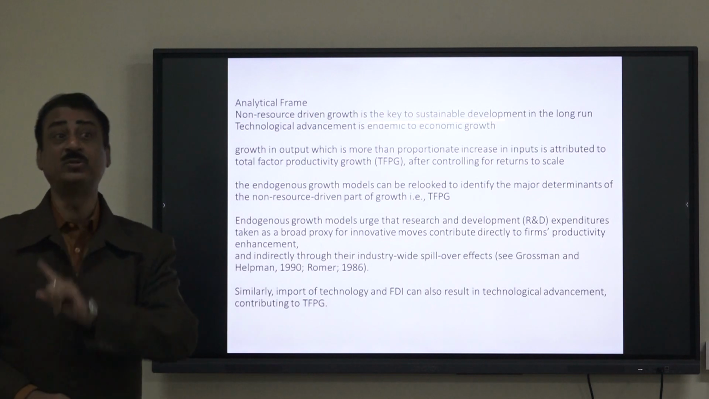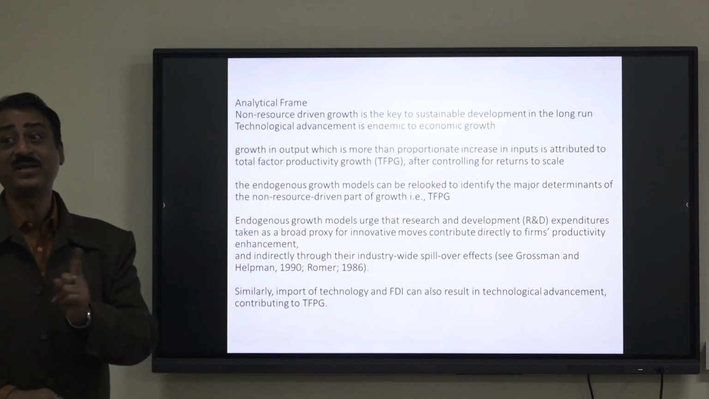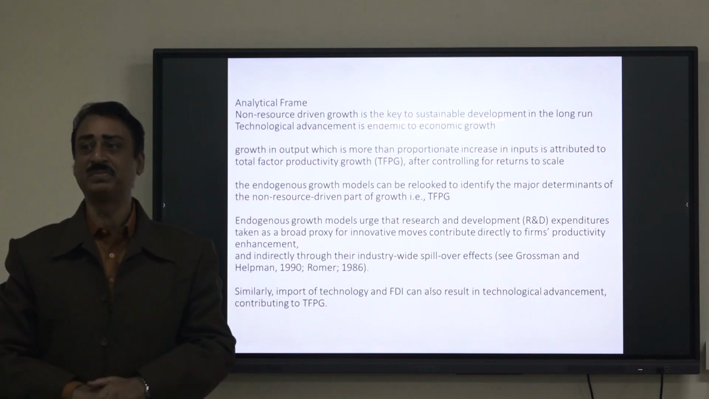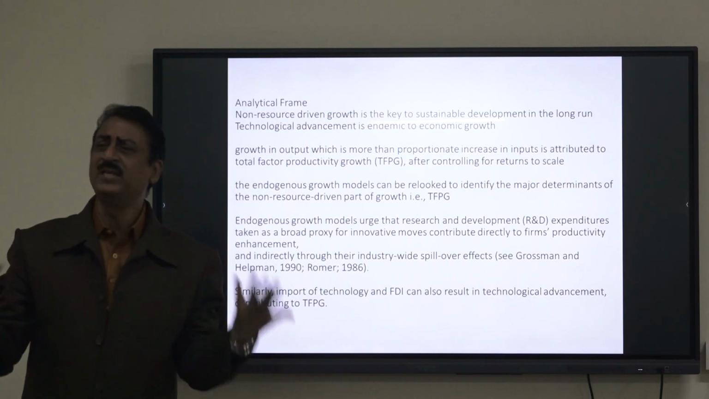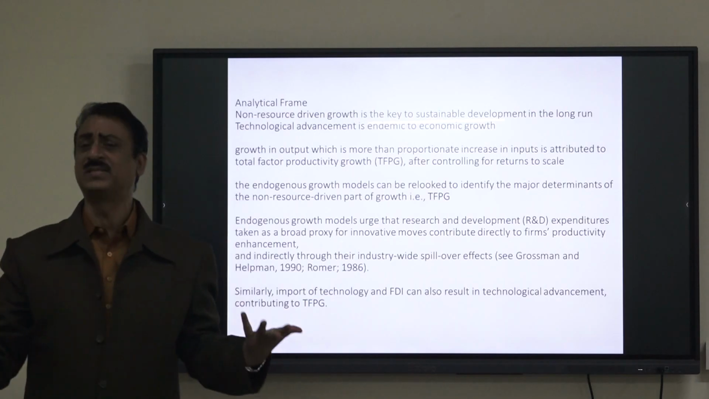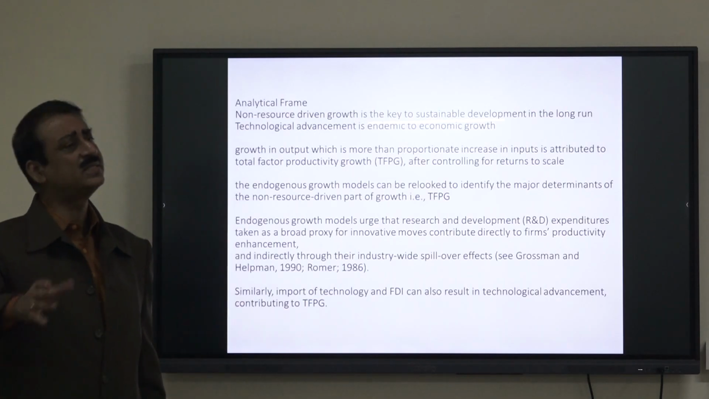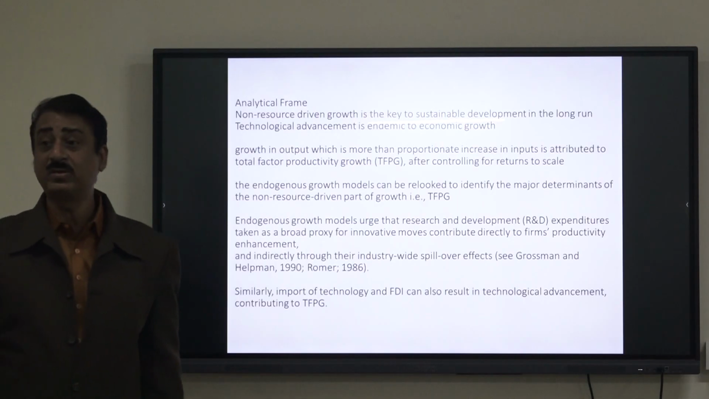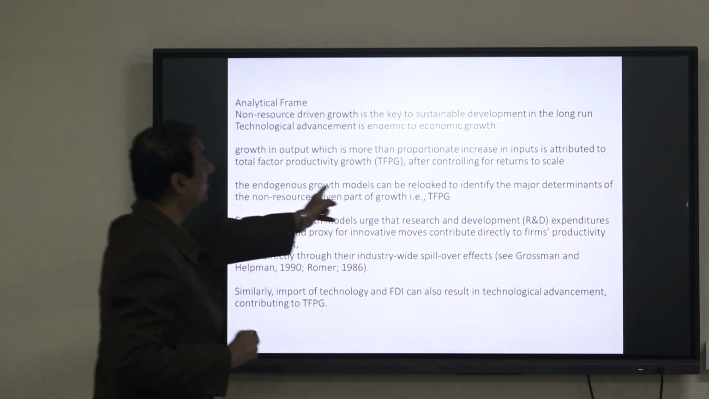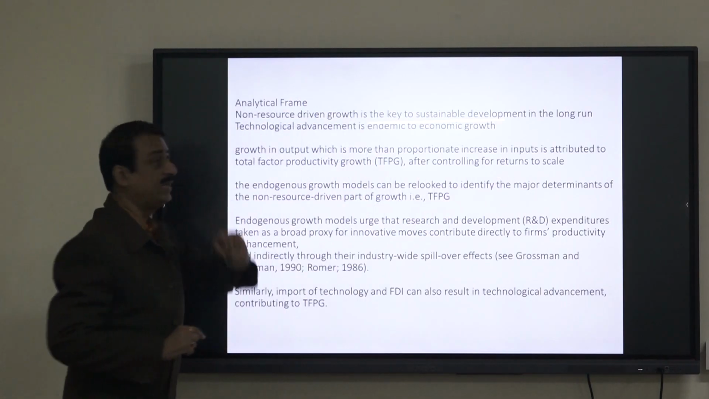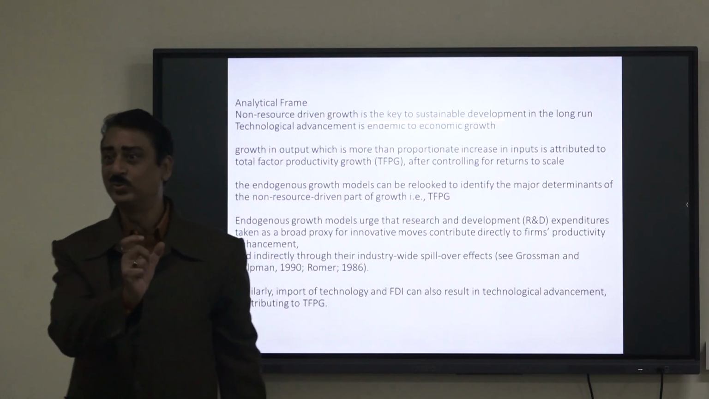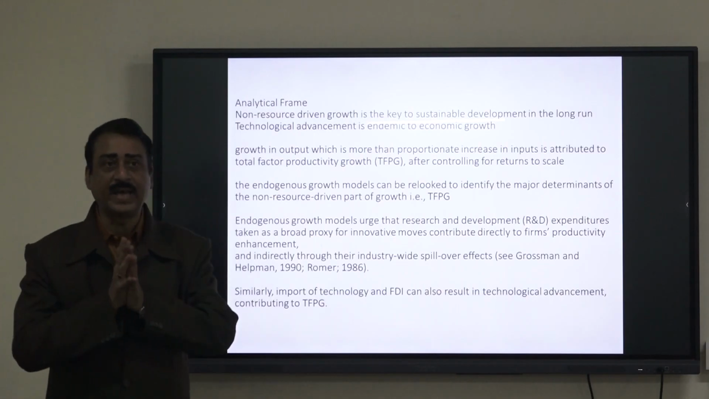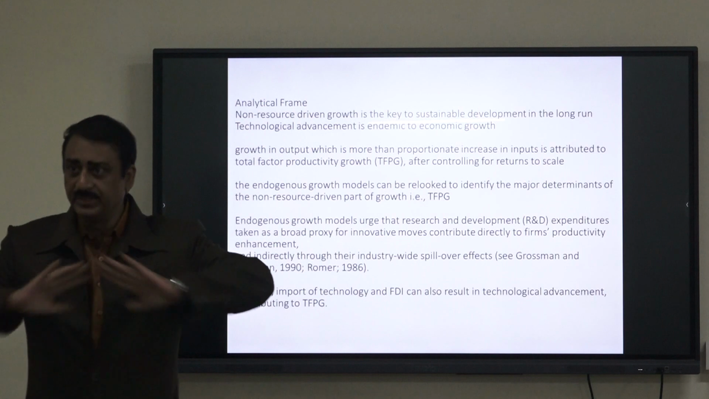So we are not talking about that concept. Total factor productivity growth does not refer to this particular concept. That is a stylized fact, an obvious thing: the moment you start a business, there would be increasing returns, constant returns, decreasing returns. So we are not referring to that. After controlling for returns to scale, what we look at is the difference between output growth and the input growth. So we presume that there is constant returns to scale.